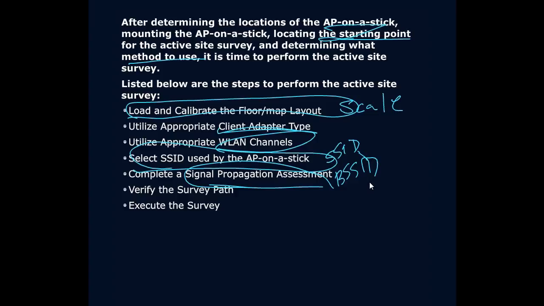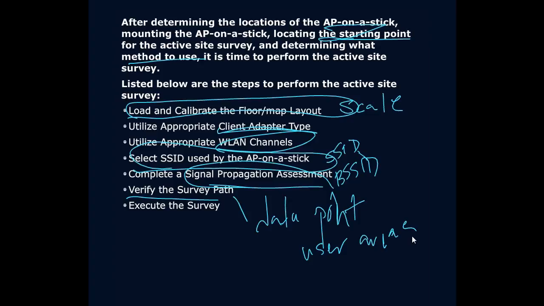Remember how I said we're going to start at a starting point and walk through? Have those walking paths pre-planned, folks. Verify our survey path, have it pre-planned, and have pre-planned data points. Pre-plan your data points to meet what? User areas. We defined user areas in the information gathering phase. This is when that comes into fruition.